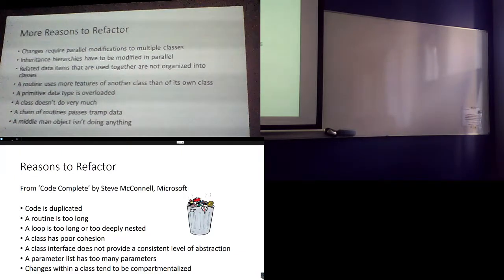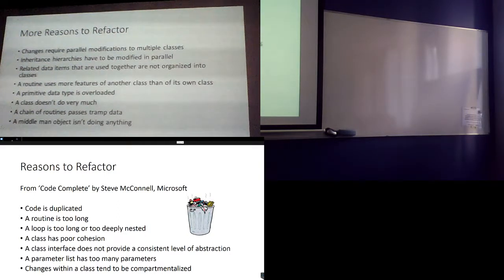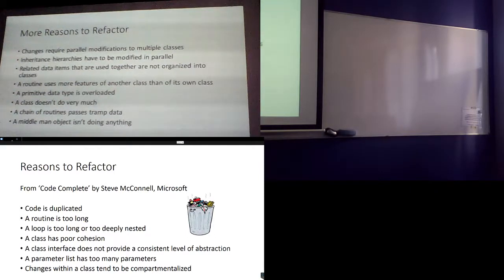Sometimes you can create code where, when you want to make a change, you need to do a parallel modification in multiple classes, so you need to change multiple things at once, and that's not welcome. Inheritance hierarchies too: you can also have code which, when you want to modify it, you need to modify at different levels of inheritance. Related data items are used together and not organized into classes, so you have data dealing with the same thing, but it's completely spread across different parts. It's better to keep it together.